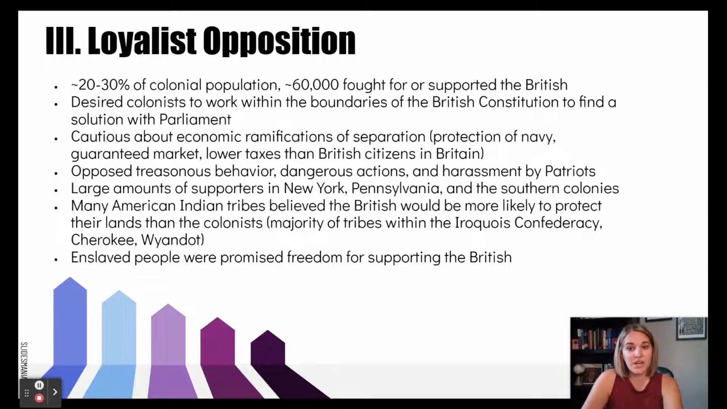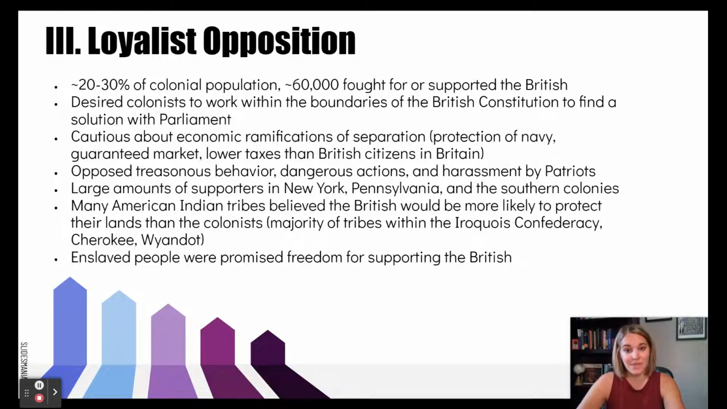As we already mentioned, about 20 to 30% of the whole colonial population will consider themselves to be Loyalists, and about 60,000 will actively fight for or support the British. So some of the things that Loyalists care about: they may not actually be all that fond of Britain. However, they believe that they should use the measures that are within the British Constitution to find a solution rather than seek independence.